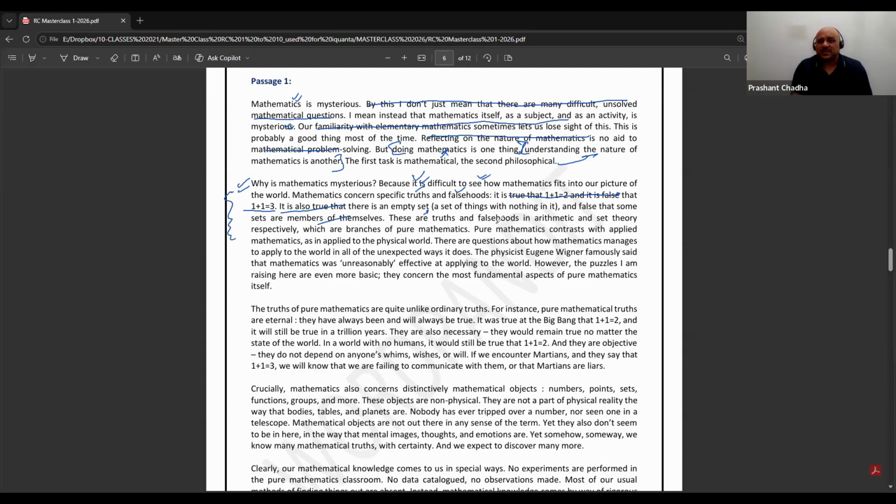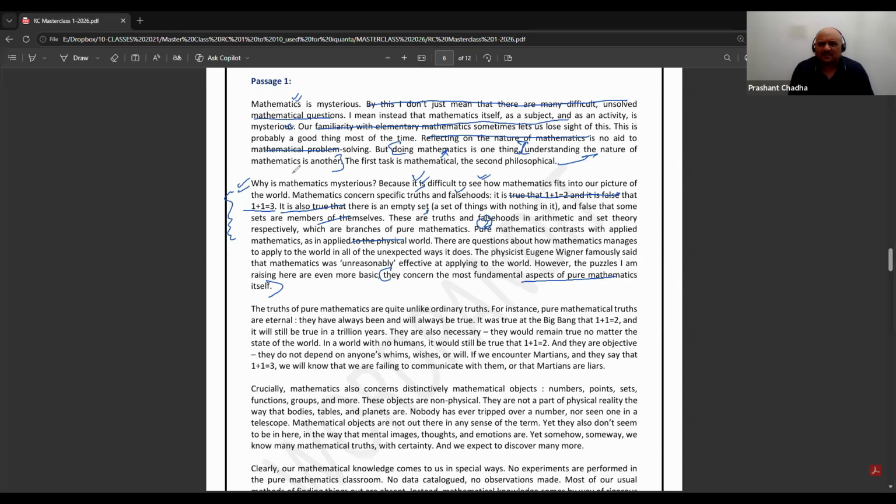Pure mathematics contrasts with applied mathematics. This is the second important pointer which comes. As in applied to the physical world, there are questions about how mathematics manages to apply in a world full of unexpected ways it does. The physicist famously said that mathematics was unreasonably effective at applying to the world. Again, repetition, just explaining it further. However, the puzzle I am raising here is even more basic: the most fundamental aspects of pure mathematics itself.